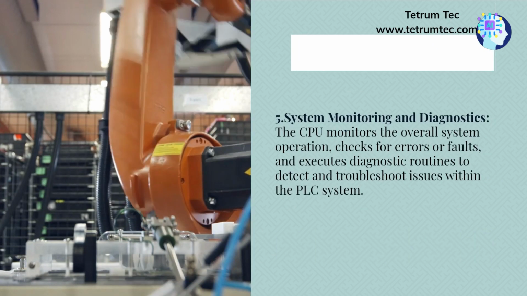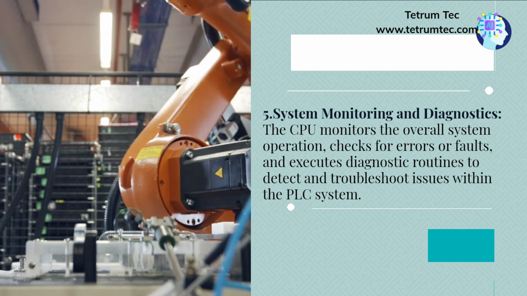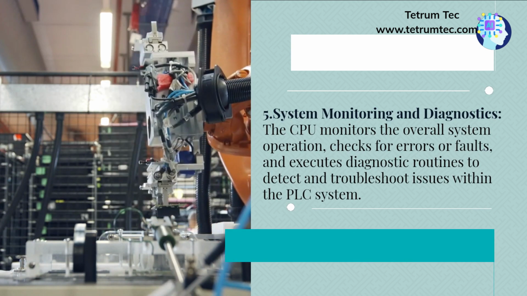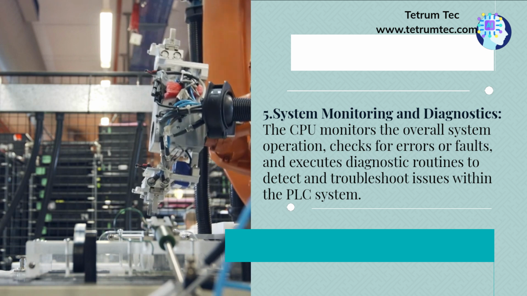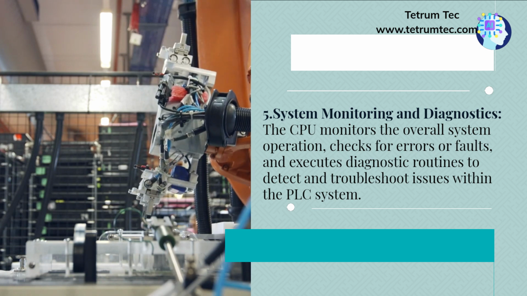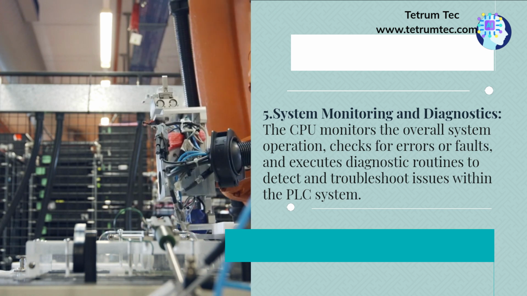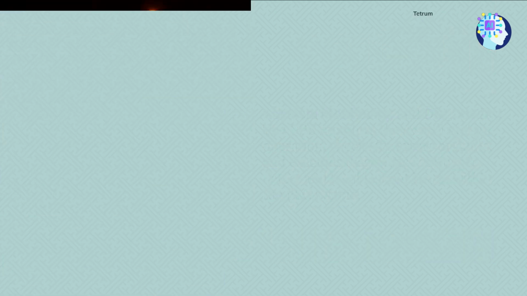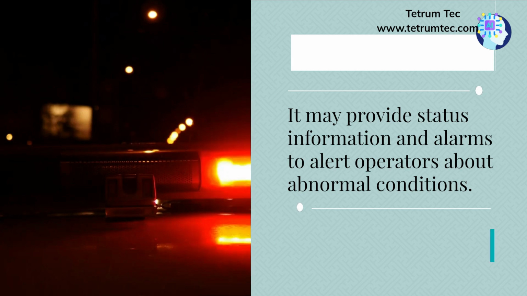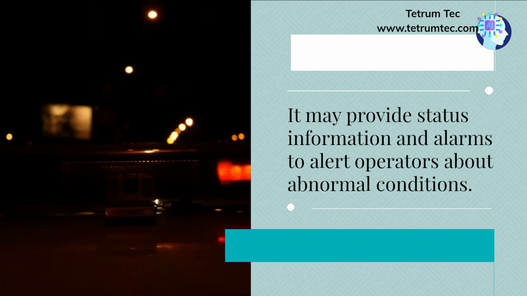5. System monitoring and diagnostics. The CPU monitors the overall system operation, checks for errors or faults, and executes diagnostic routines to detect and troubleshoot issues within the PLC system. It may provide status information and alarms to alert operators about abnormal conditions.